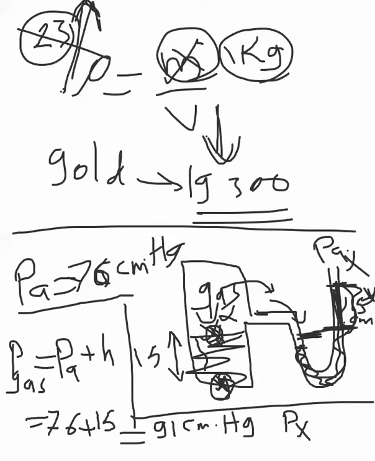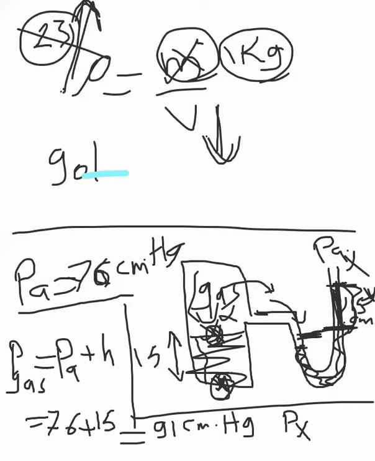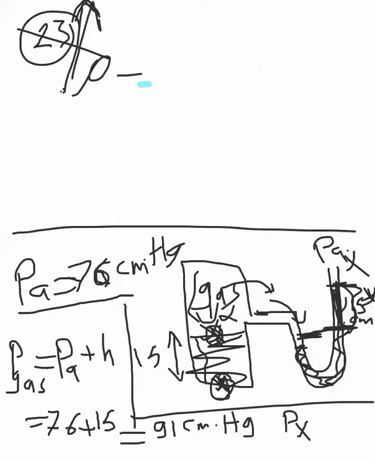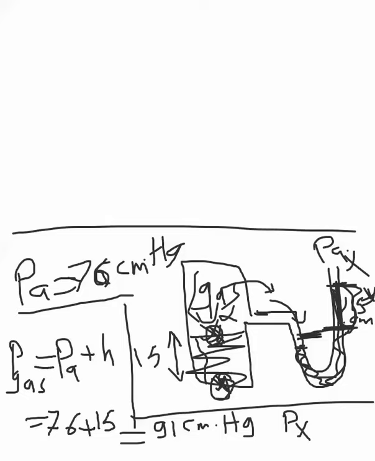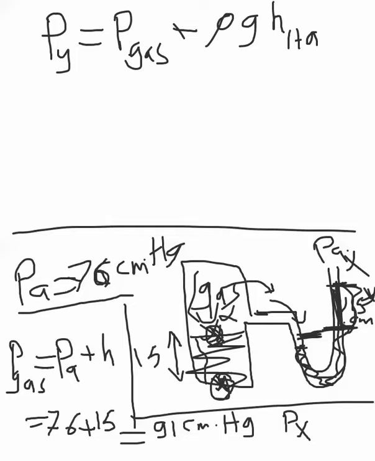Let's answer here. To continue this problem, I'll do it here to have the figure in front of us, okay? Now, the pressure at Y will equal the pressure of gas plus rho g h of mercury inside the container. By the way, we don't use rho g h, we will use only h because we use centimeter mercury.